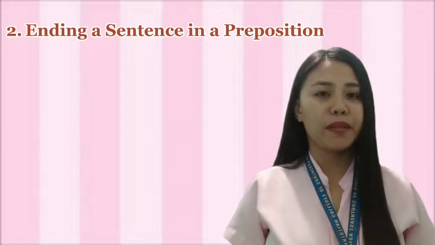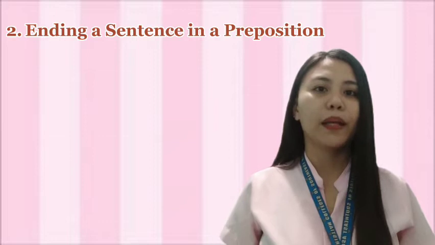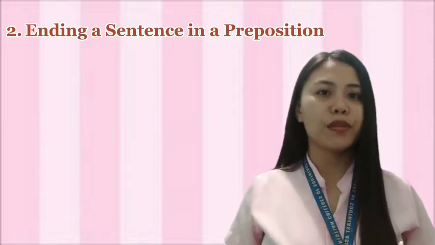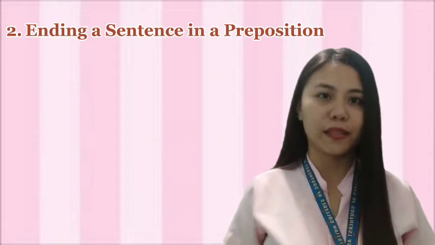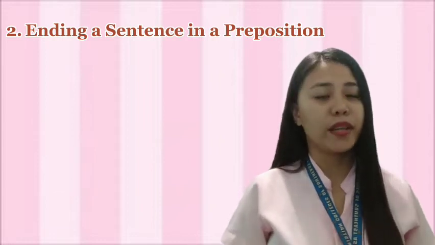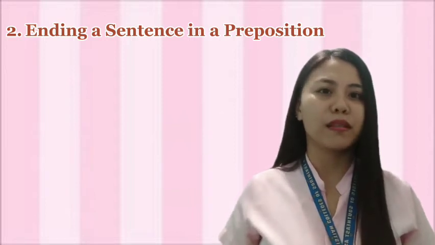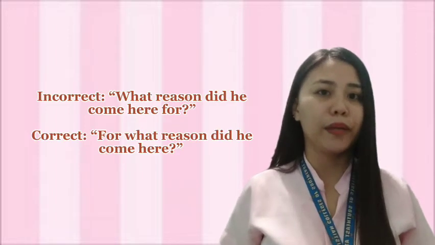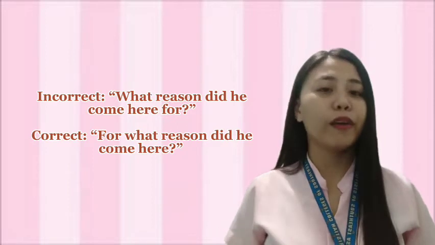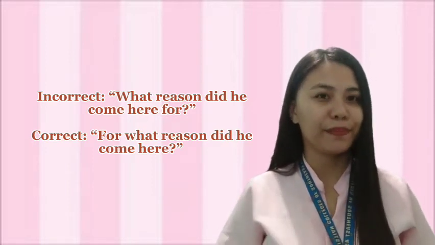Another common grammar mistake is ending a sentence with a preposition. A preposition, by its nature, indicates that another word will follow it. In casual conversation, this type of error is no big deal, but you should avoid this mistake in your writing. For example, what reason did he come here for? The correct version is: for what reason did he come here?